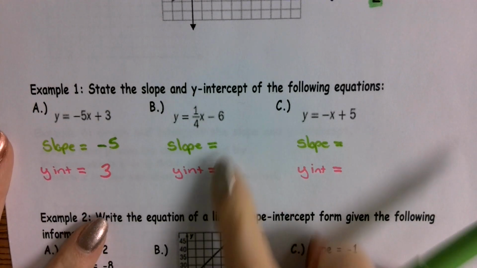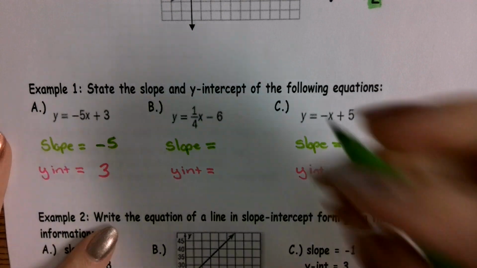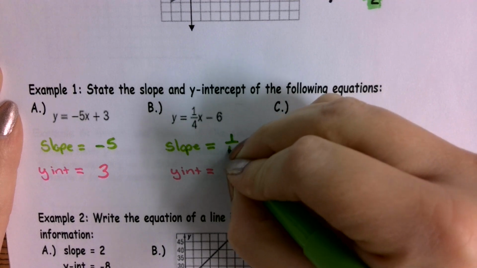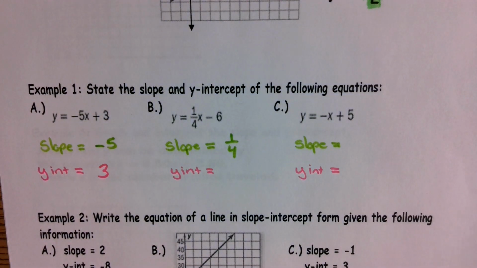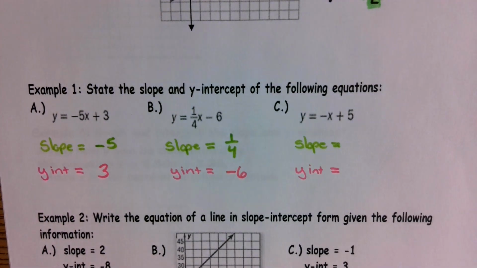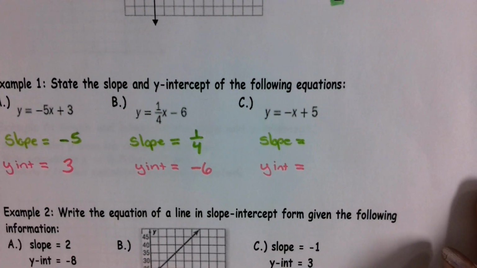Okay, what is my slope for problem B? Hassan can't be the only one answering. Come on, guys. What's the slope for problem B? 1/4. What is the y-intercept? -6. Thank you. I know it's Monday and you guys don't want to be here, but you got to wake up.